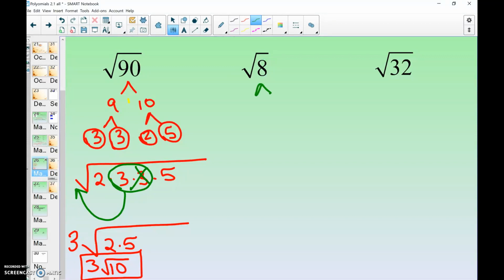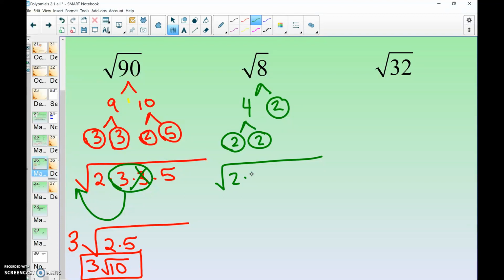So let's try 8 now. The only things that multiply to get 8 are 4 and 2. Again, 2 is a prime. 4 I can split up again into 2 times 2. And I have nothing else to split up, so that's a pretty easy one to make. So let's draw up our jail, our radical. And we'll write all of our numbers in order.